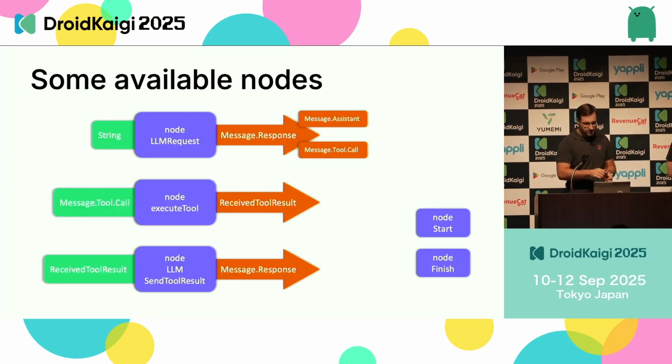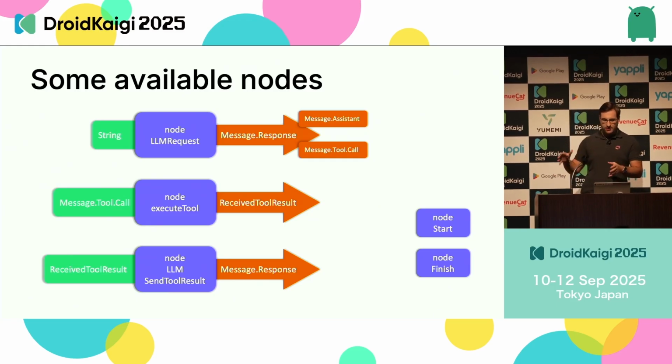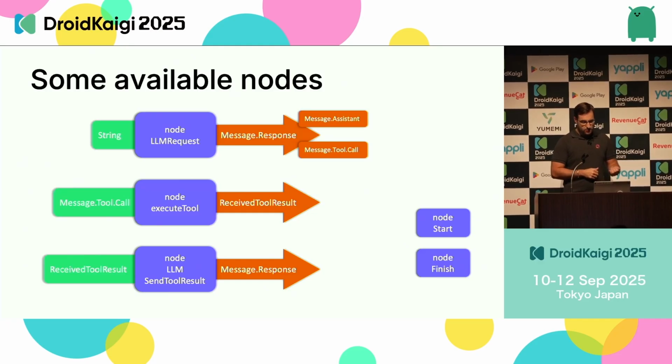What are some things that nodes can do? Here's some examples. The node LLM request takes an input string and makes a request to an LLM and then returns us an object of type message response. That can either be a message in the role of an assistant or a message that the LLM would like to execute a tool. The execute tool node takes a tool call request from an LLM, then it runs it, and then it returns us the result of that execution. And the send tool result node takes exactly this kind of result and sends it back to the LLM for evaluation. And we get back whatever the model decides to answer.